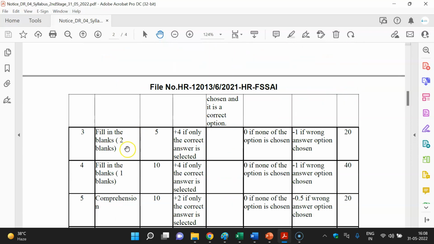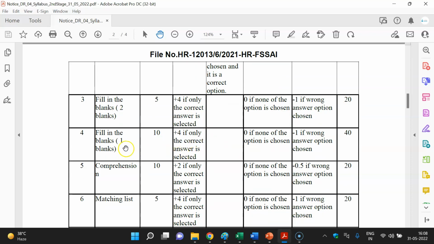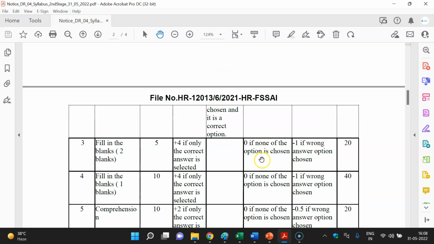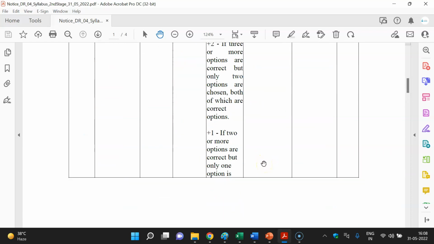And next will be the fill in the blank type. 2 blanks will be there, 5 questions, plus 4 will be given for the correct answer, otherwise for wrong minus 1. Similarly, fill in the blank, 1 blank will be there in this third one. There will be 2 blanks in the fourth one, only 1 blank. 10 questions will be there, plus 4 if only the correct answer is selected. If it is wrong, then minus 1. 0 if none of the options is selected.